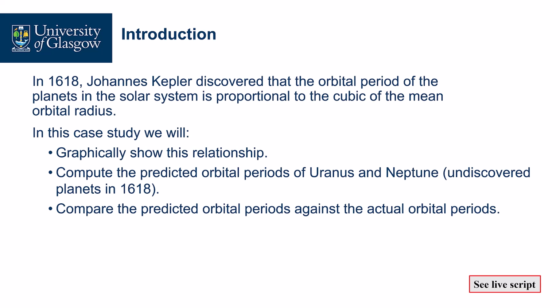First, we graphically show this relationship. Second, we will compute the predicted orbital periods of Uranus and Neptune. Then we will compare the predicted orbit periods against the actual orbit periods. So this already involves some sort of machine learning. That's the simple one, the linear regression. So very interesting for you.